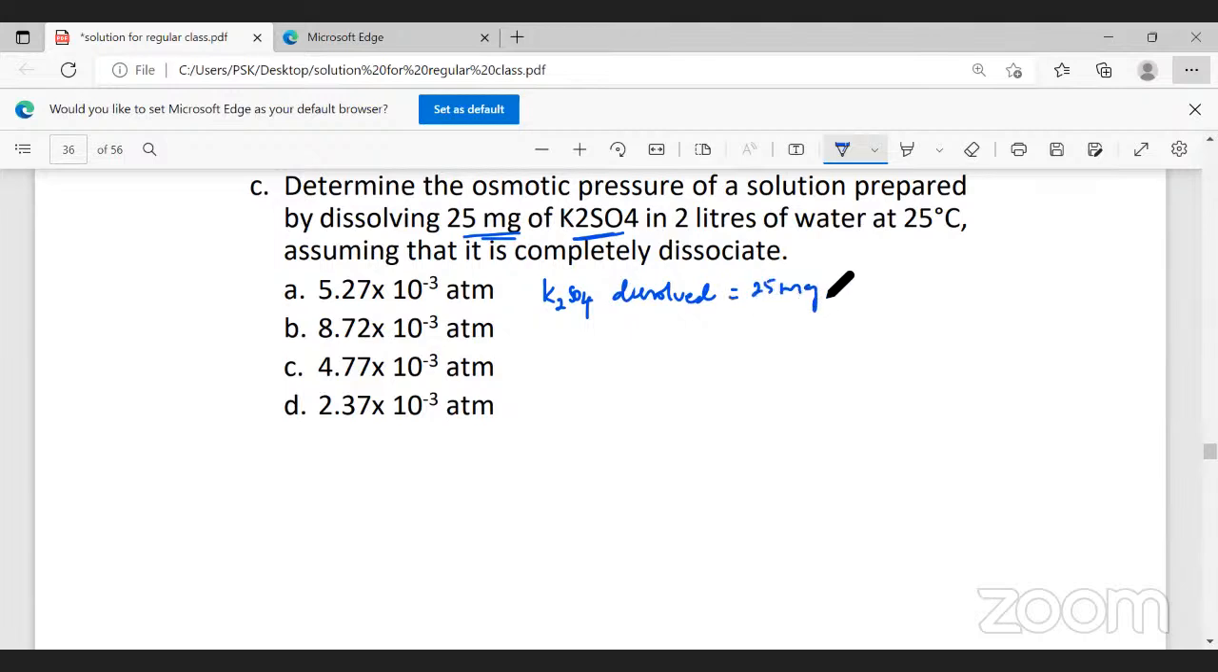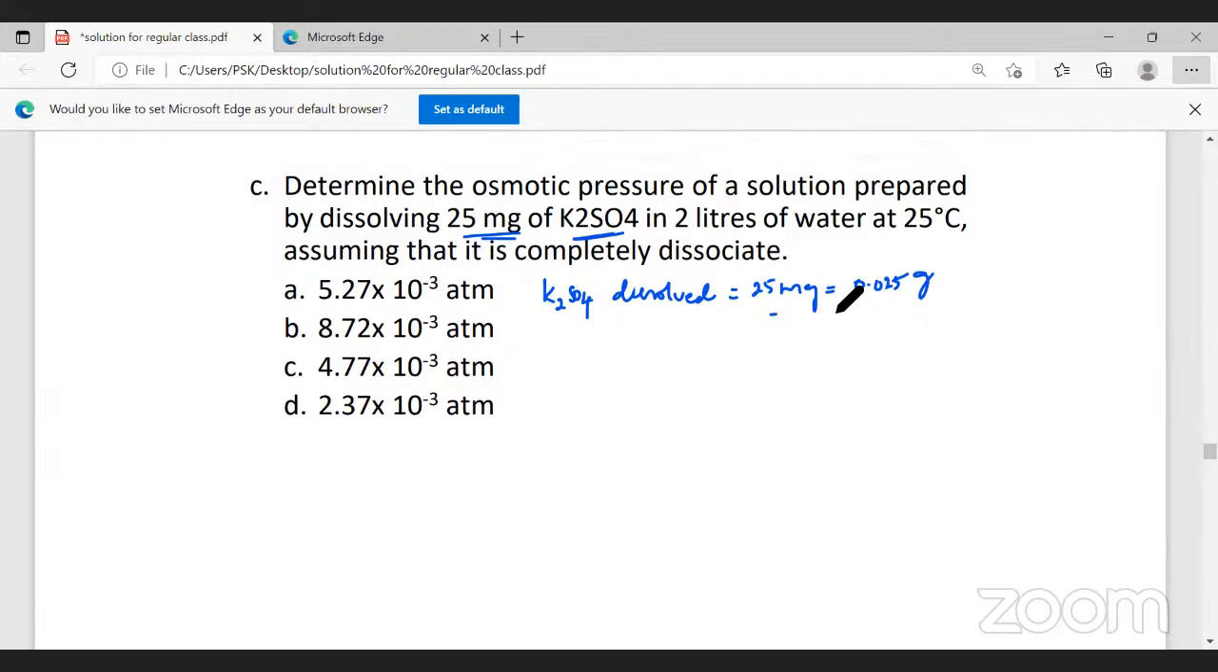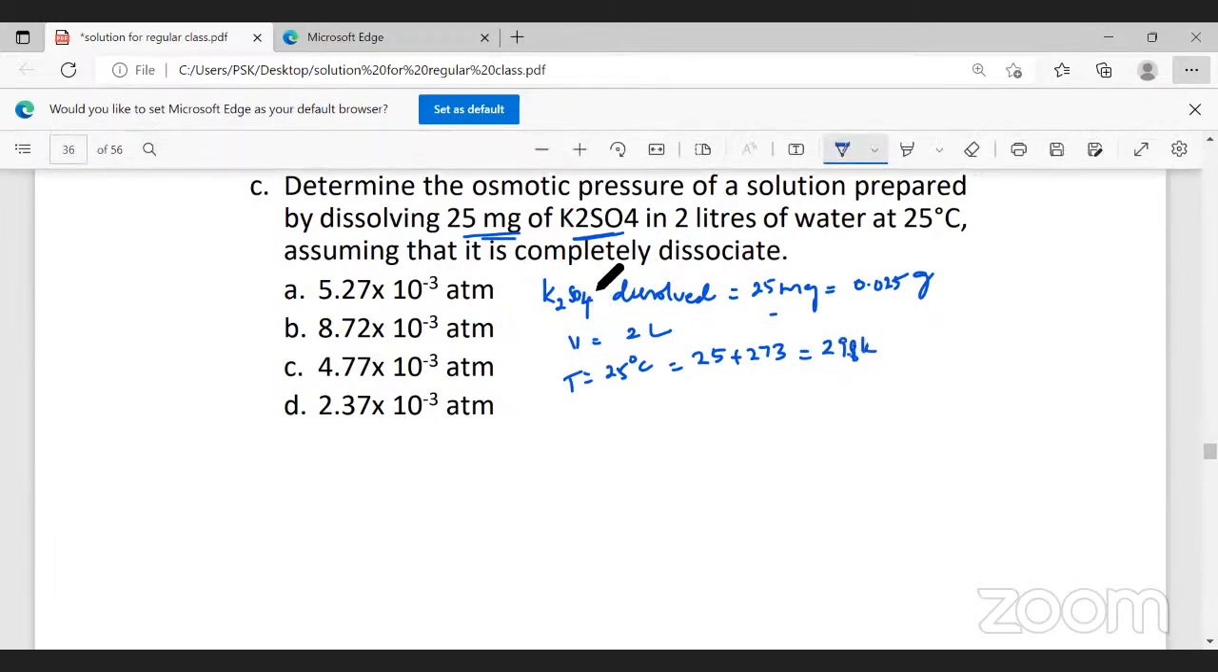How much potassium sulfate is dissolved? 25 milligrams. This 25 milligrams is 0.025 grams. You should know how to convert milligrams into grams: divide by 1,000, you will get 0.025. Now, what's given? The volume of the solution is 2 liters. And the temperature is 25 degrees Celsius, which is 25 plus 273, that is 298 Kelvin. Now, we're supposed to find the osmotic pressure, because they're asking to determine osmotic pressure.